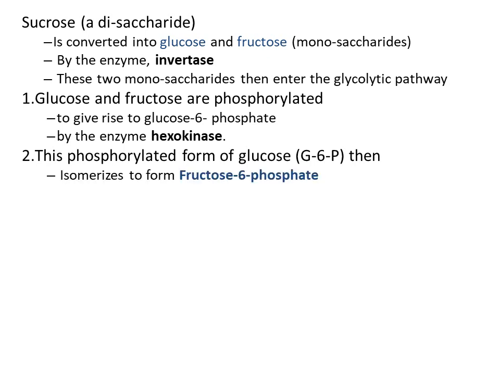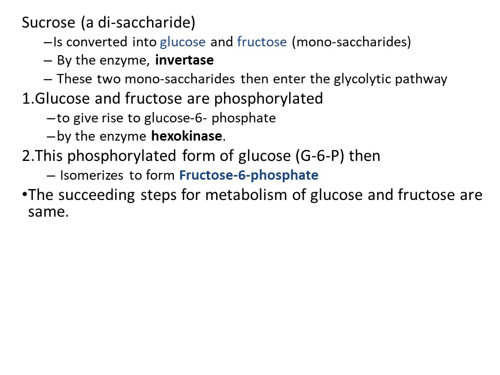This phosphorylated form of glucose, G6P, isomerizes. This is the first step of glycolysis, to form fructose 6-phosphate. Once fructose 6-phosphate is formed, the succeeding steps of metabolism are the same, whether glucose was the initial substrate or fructose was the initial substrate.